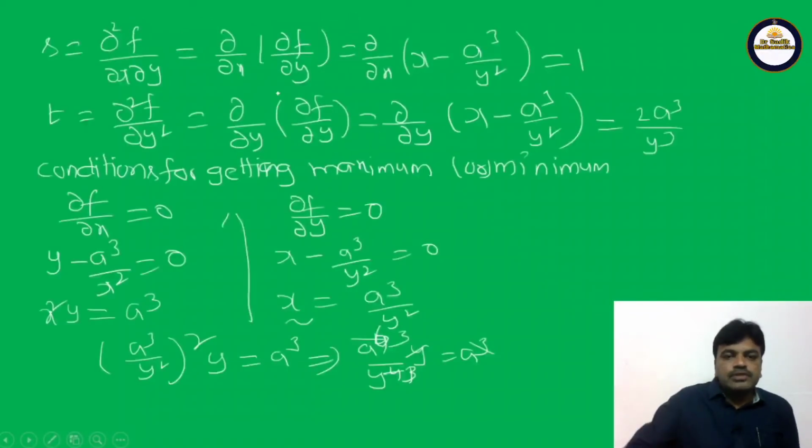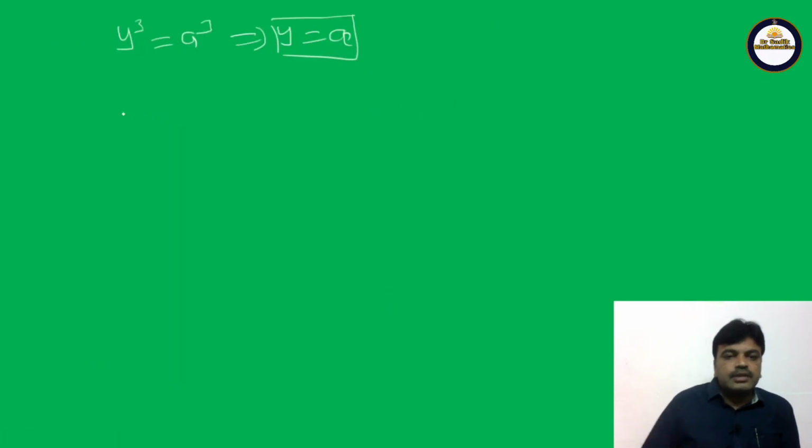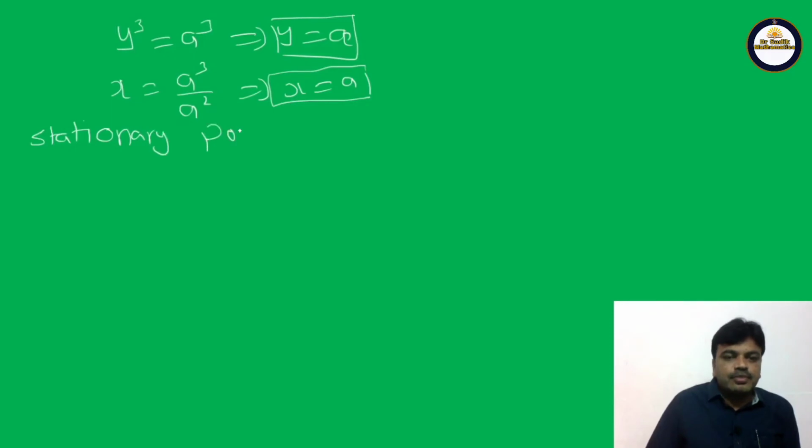Now, I want to substitute y = a here. So, x = a³/a², that implies we get x = a. So, the stationary point, what is the stationary point here friends? (a, a). So, r at (a, a).